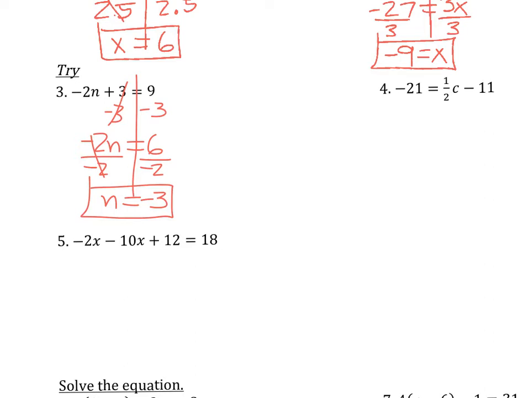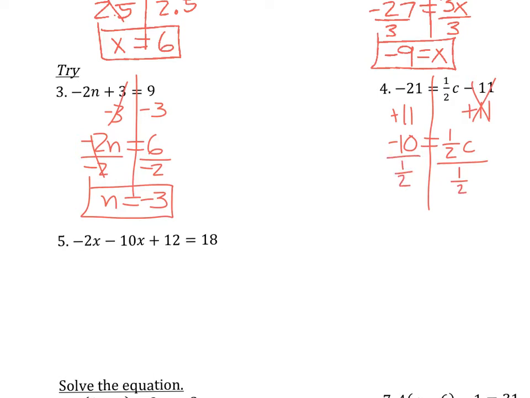Okay, number 4, on the right-hand side, again, I don't see any like terms. So I'm going to add 11, do my opposite operations to go to opposite sides of the equal sign. So negative 21 plus 11 is negative 10. I'm left with my 1/2 c on the right, and those 11s are gone. All right, so let's see. 1/2 c is 1/2 times c. So I want to do an opposite operation and divide by 1/2.